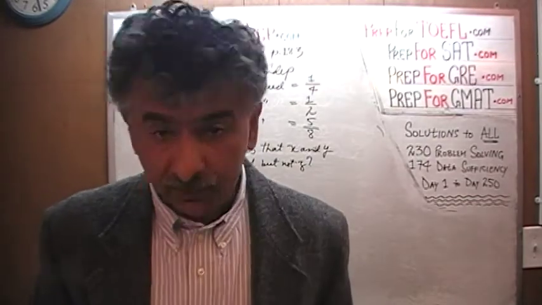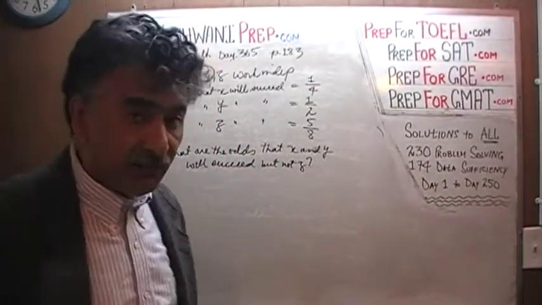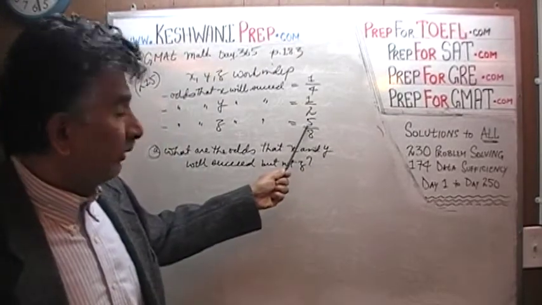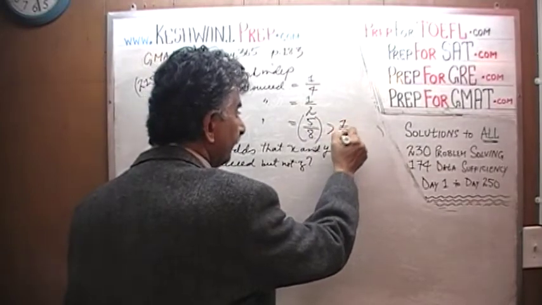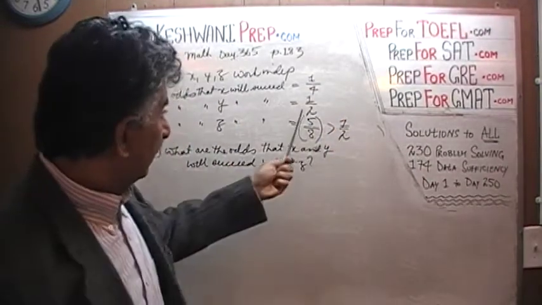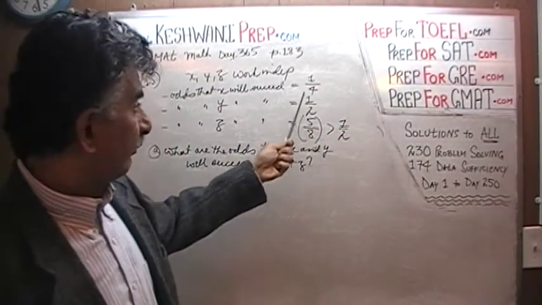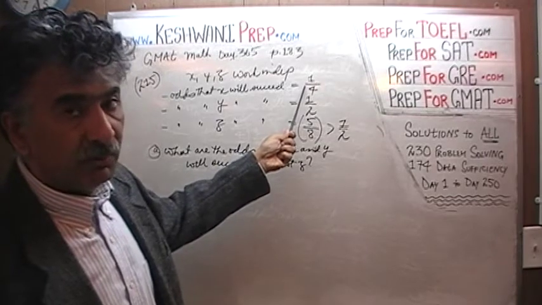Well, that's not bloody likely. That's not very likely at all, because Zelda is the one who has the greatest odds of being successful. She has more than 50% chance. This person only has a 50% chance of being successful, and this person only has a 25% chance of being successful.